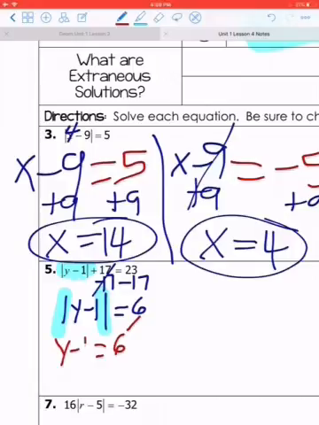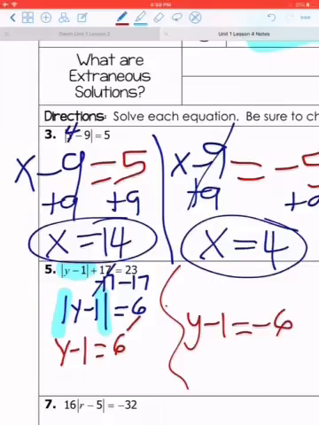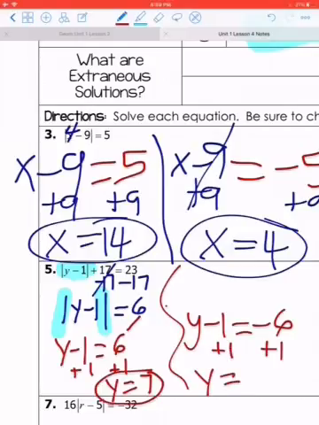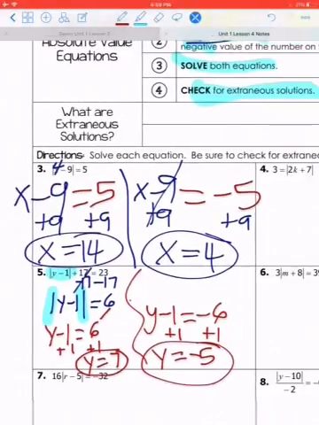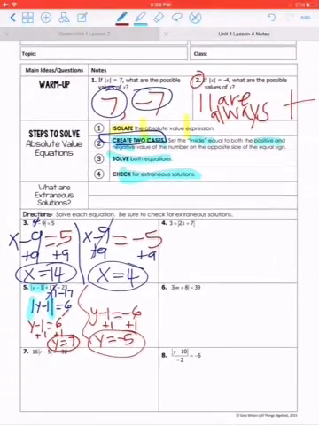So y minus 1 equals 6, and then y minus 1 equals negative 6. Okay, and then solve those by adding 1 to both sides. Y equals 7. And then add 1. Y equals negative 5. Okay? So for 6 here, you would just divide both sides by 3 first, and then split into 13 and negative 13.